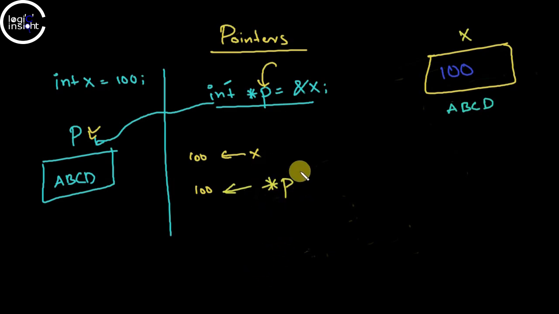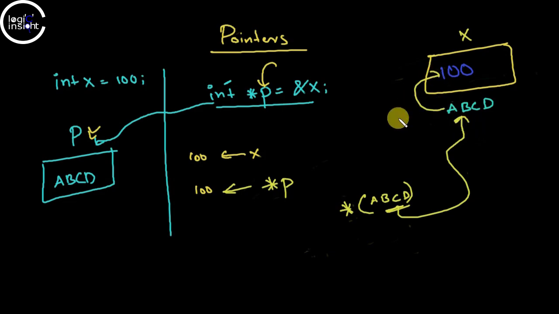So what this means is star of pointer. What is the pointer? It states abcd, right? So this states that wherever the location abcd is, go to that location. In that location, what is the value? 100. So this gets the value as 100. So this is a dereferencing operator, and this is a declarator. There is a difference between these two.